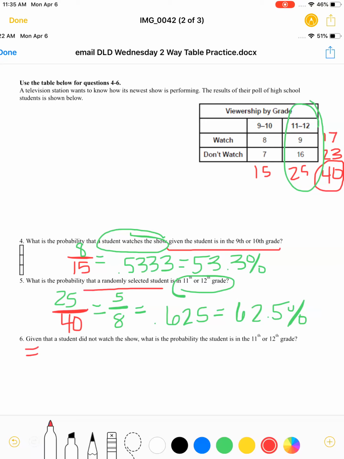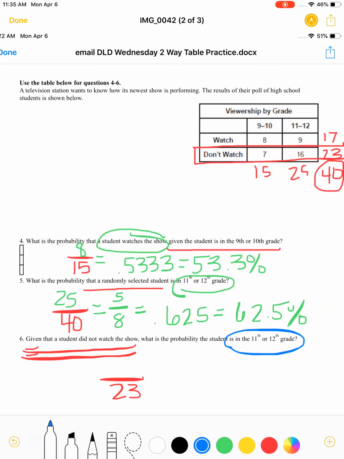So given. They're telling you the person chosen did not watch the show. That is your denominator. So how many students did not watch the show? We're looking at this part of the table. Okay, 23 kids said they did not watch the show. So that's our denominator. Of those 23 kids, how many were in the 11th or 12th grade? So again, 11th or 12th grade is going to be this column. Okay, we want the overlap. How many of the kids in the do not watch row were also in the 11th or 12th grade? You're looking for that overlap.